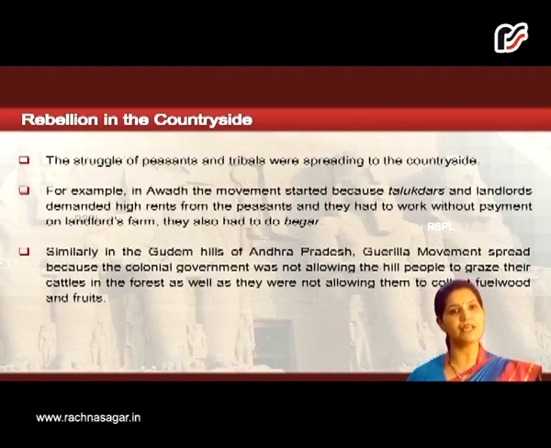Rebellion in the countryside. The struggle of peasants and tribals was spreading to the countryside. For example, in Awadh, the movement started because talukdars and landlords demanded high rents from the peasants and they had to work without payment on landlords' farms. They also had to do begar.